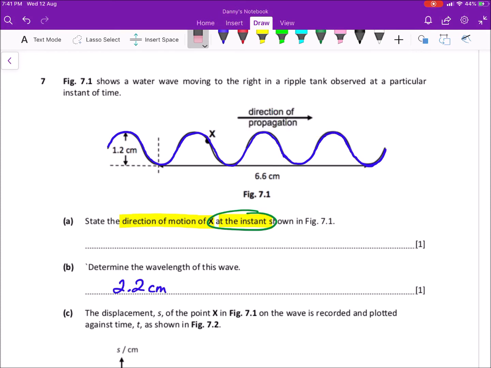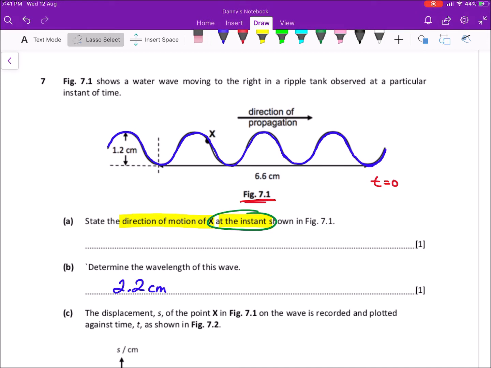What you are seeing here on Figure 7.1 is basically a snapshot of what is happening to the wave. For example, we call this t equals 0. In order to decide whether this point X is going up or down, we need to fast forward time and see what the next position of X will be. Then we can decide at this very instant whether it is going up or going down. So how to do that?